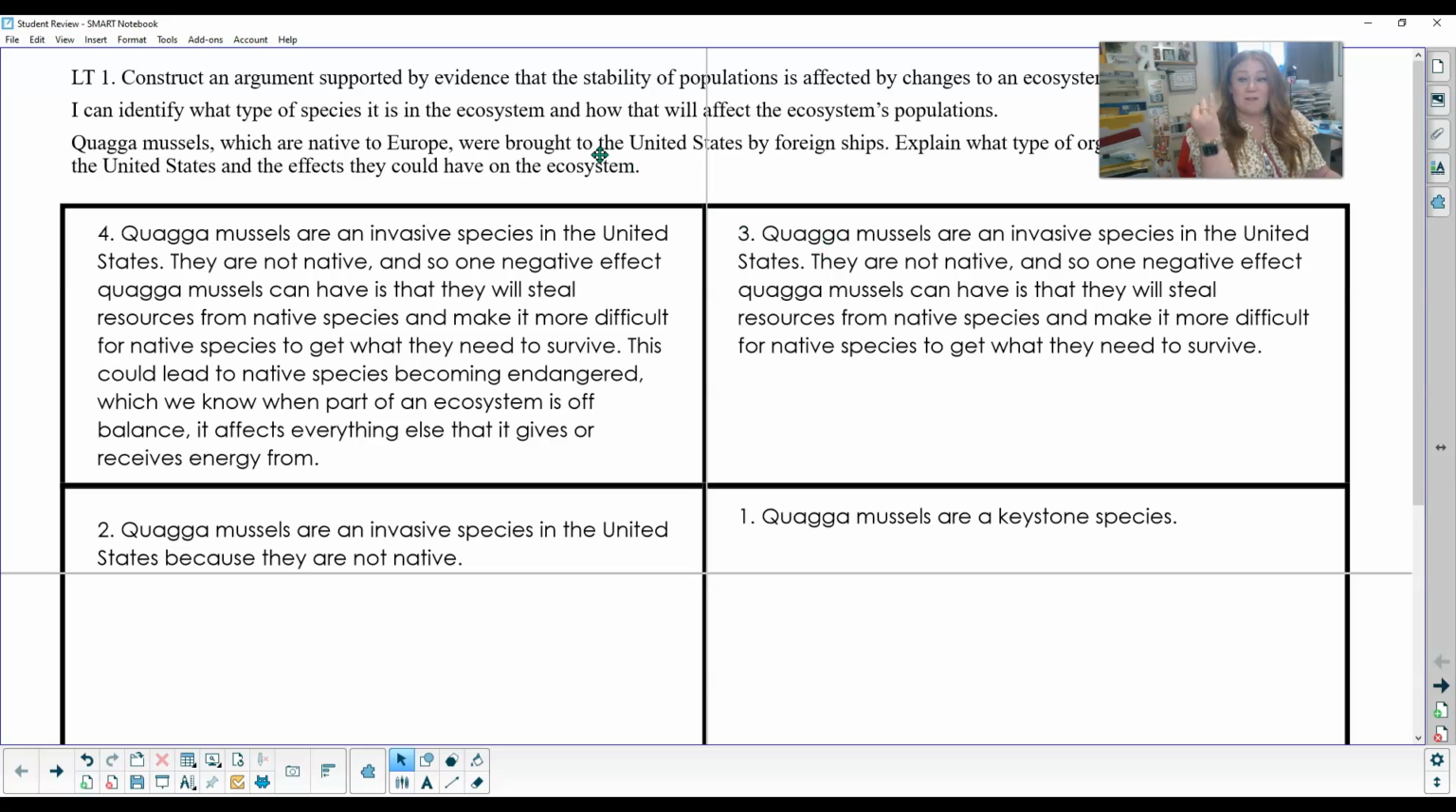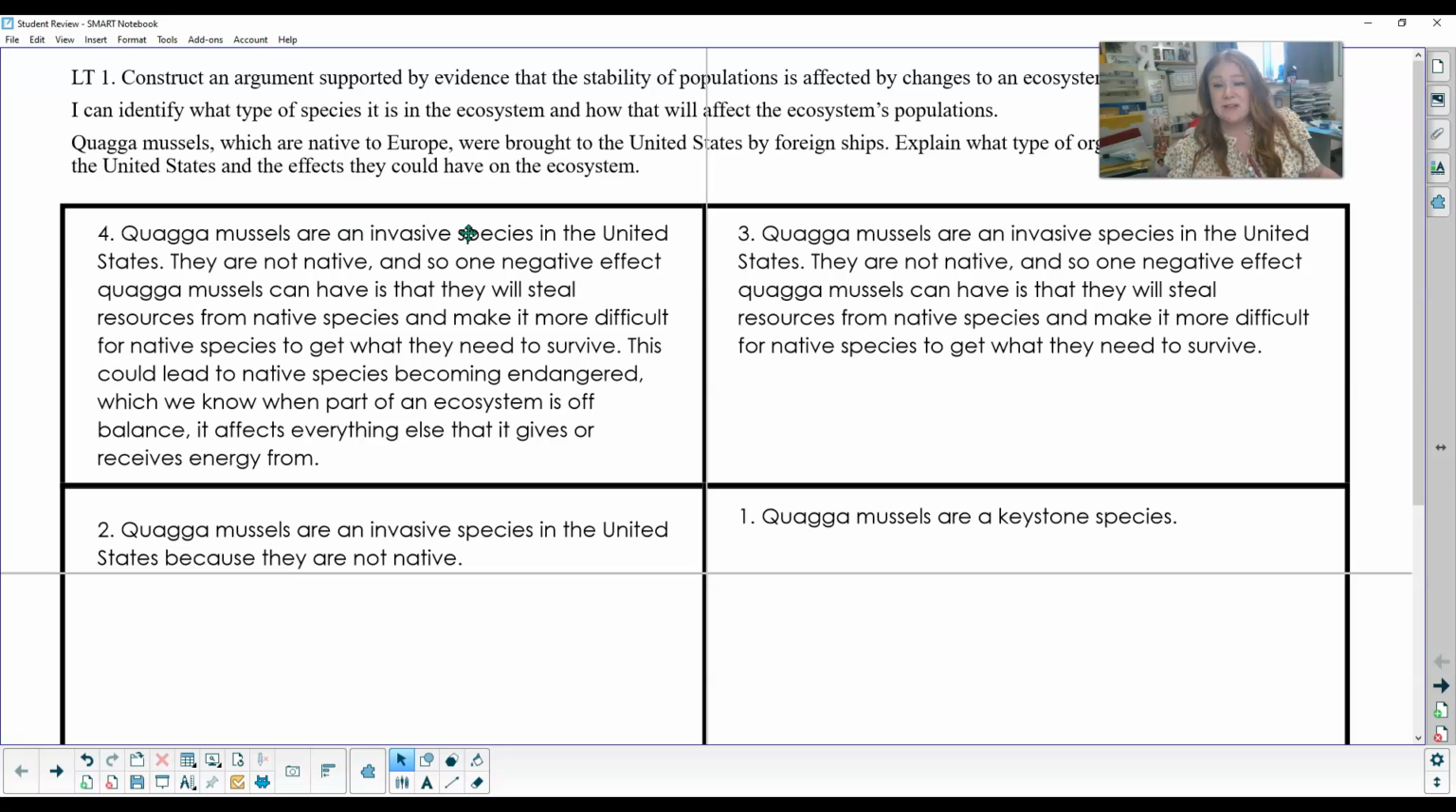And the second part, what effects could they have on the ecosystem? They are not native, and so one negative effect quagga mussels can have is that they will steal resources from native species and will make it more difficult for native species to get what they need to survive. So explained an effect on the ecosystem, both parts. So let's take a look at what a 4 would look like.